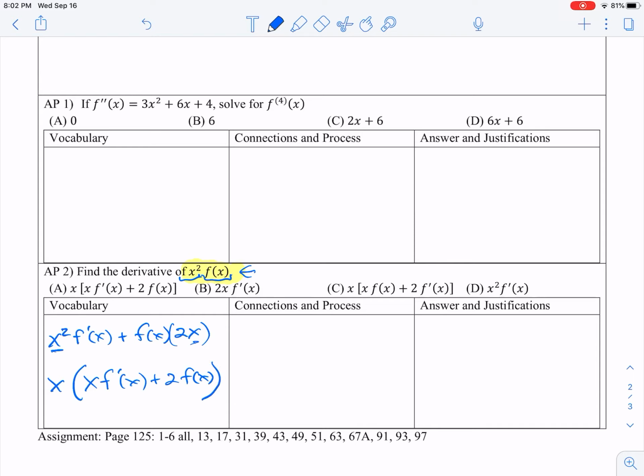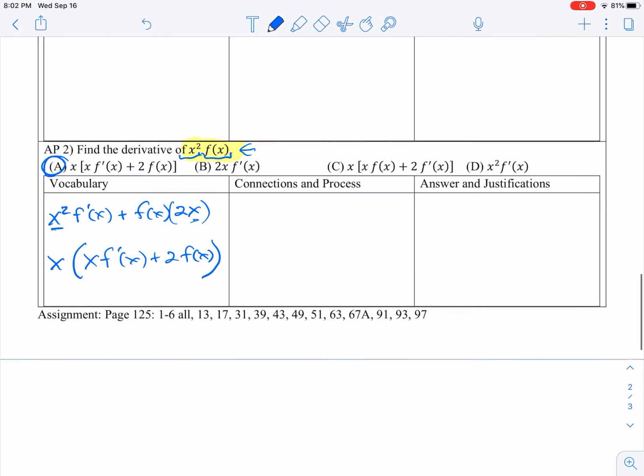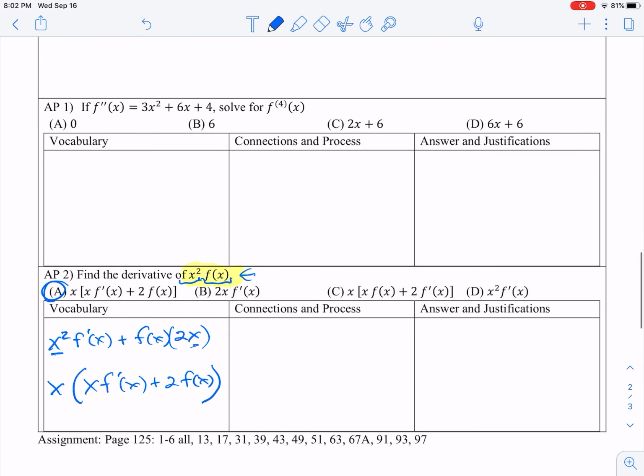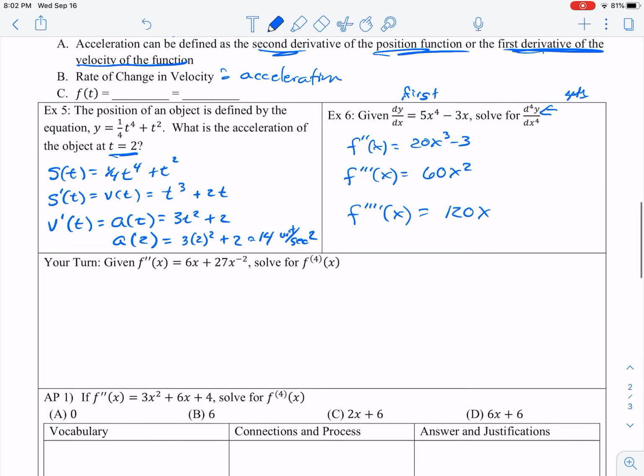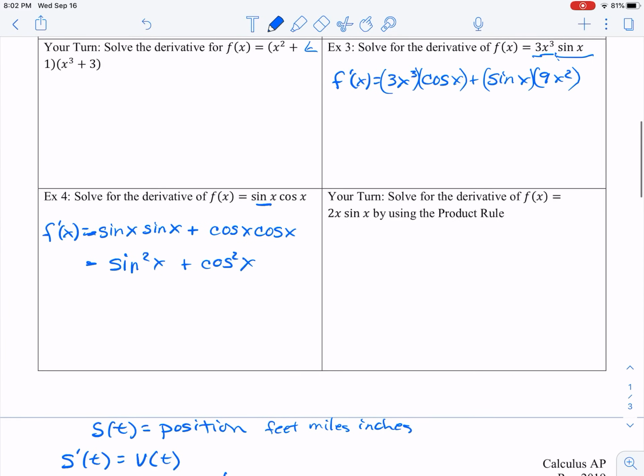And that looks like which function? This one. Okay? That's all there is to the product rule. Practice, practice, practice, practice. Because what happens is people forget to recognize that, especially on a problem like this. They forget that it's the product rule. Okay? So go do your homework.